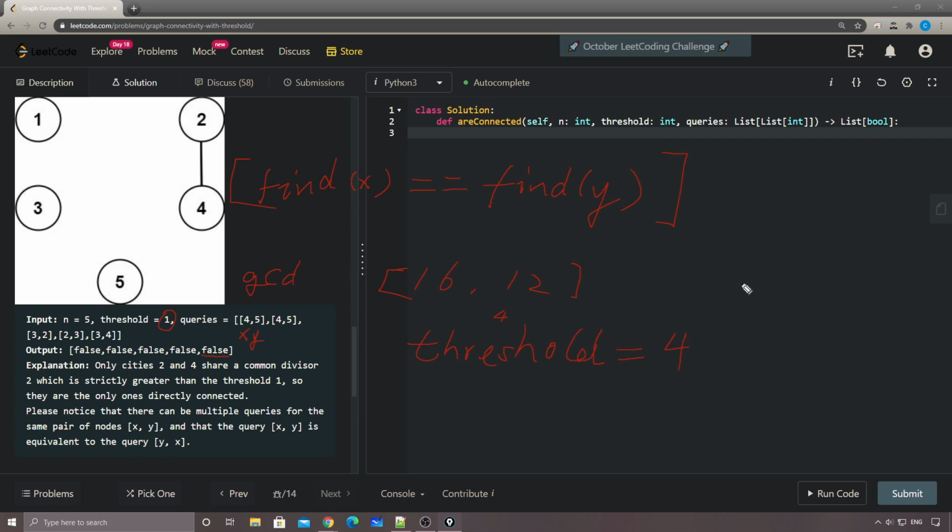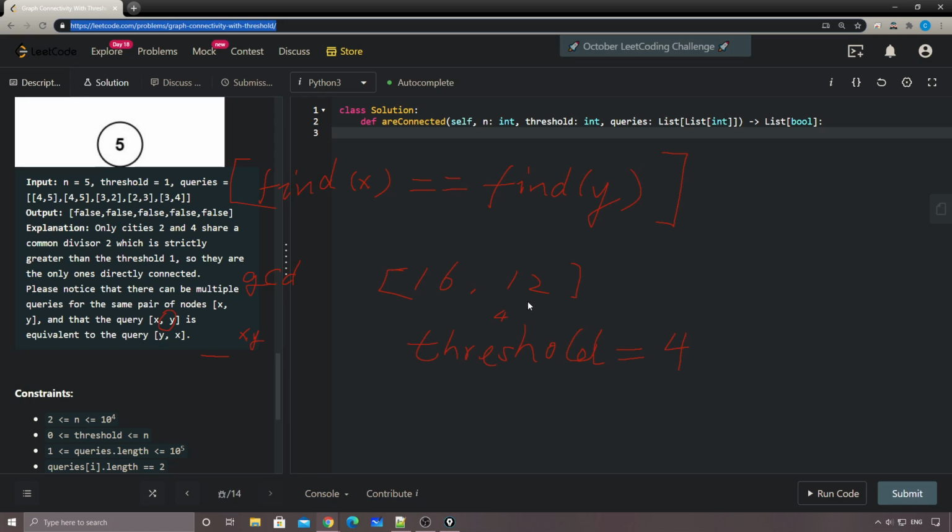Okay, so let me think of the example here. Sorry, I think this one is not a good example. So I found a better example here.